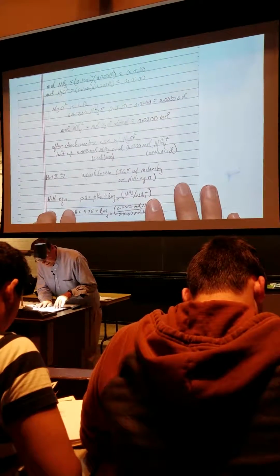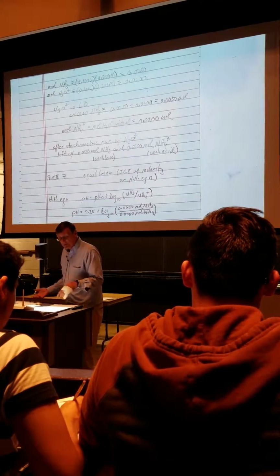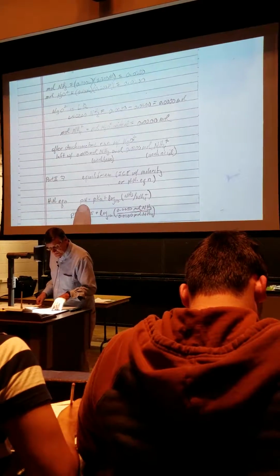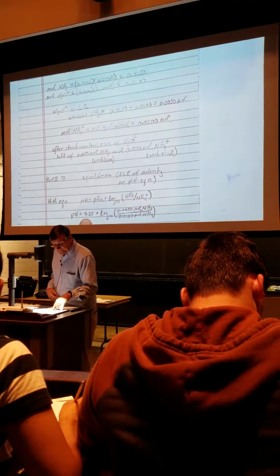Okay, and since it is the conjugate acid, weak acid and conjugate base, use the Henderson-Hasselbalch equation, it's fine. So pKa was already predefined as 9.25.